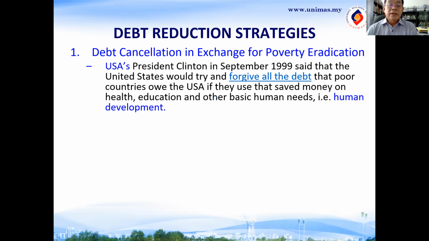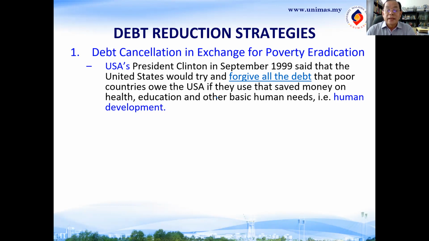So it has to be a debt cancellation, yeah. Cancel debt, cancel hutang tadi lah maksudnya, ya. So for example, under President Clinton in 1999, the United States president said that the United States would try and forgive all the debt that poor countries owe the United States if they promise to use that saved money, wang yang sepatutnya digunakan untuk membayar hutang, tetapi that money can be saved.